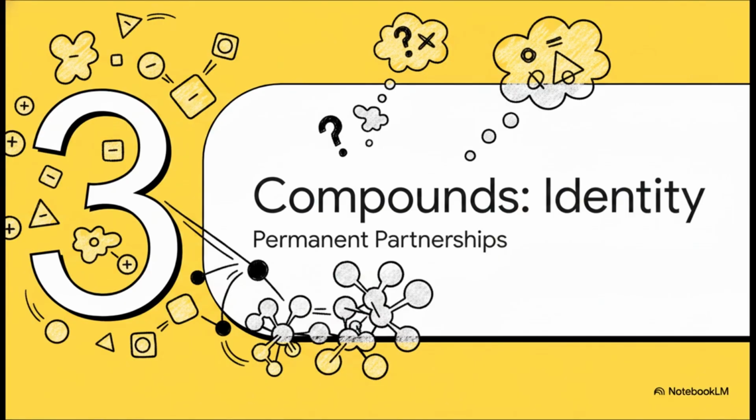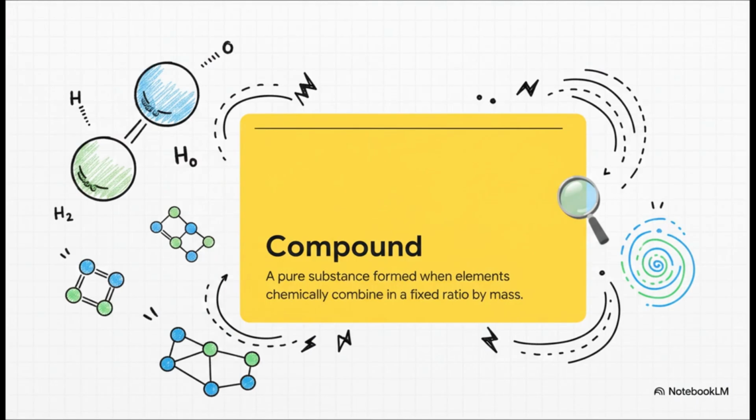Compounds, an identity crisis. When solo acts form permanent partnerships. When elements form a permanent chemical union, they create a compound. This basically means different elements locked together in a strictly fixed, definite ratio by mass. Think H2O for water, right? In a compound, the smallest unit of identity isn't the single atom anymore. It becomes a molecule or a formula unit. And breaking this union? Not easy. Those chemical bonds require immense energy to dismantle.